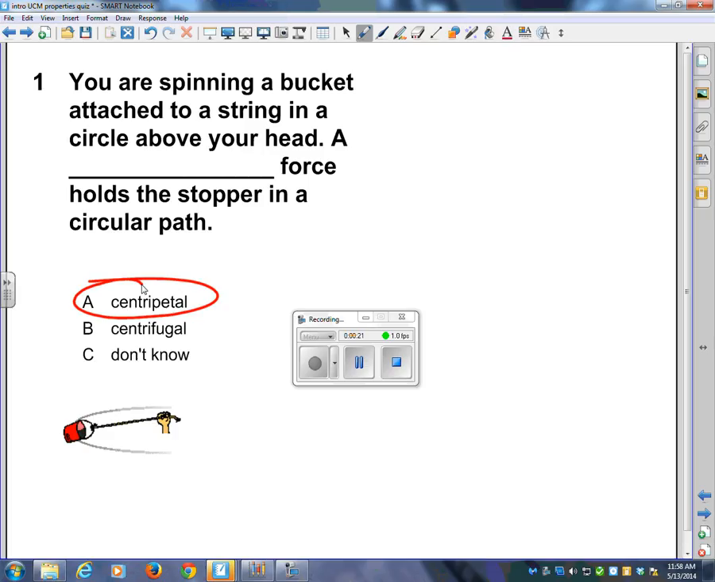So that's the water is trying to get out? This is a different question. That's question number one. Yeah. Okay, well, we'll get to that one.